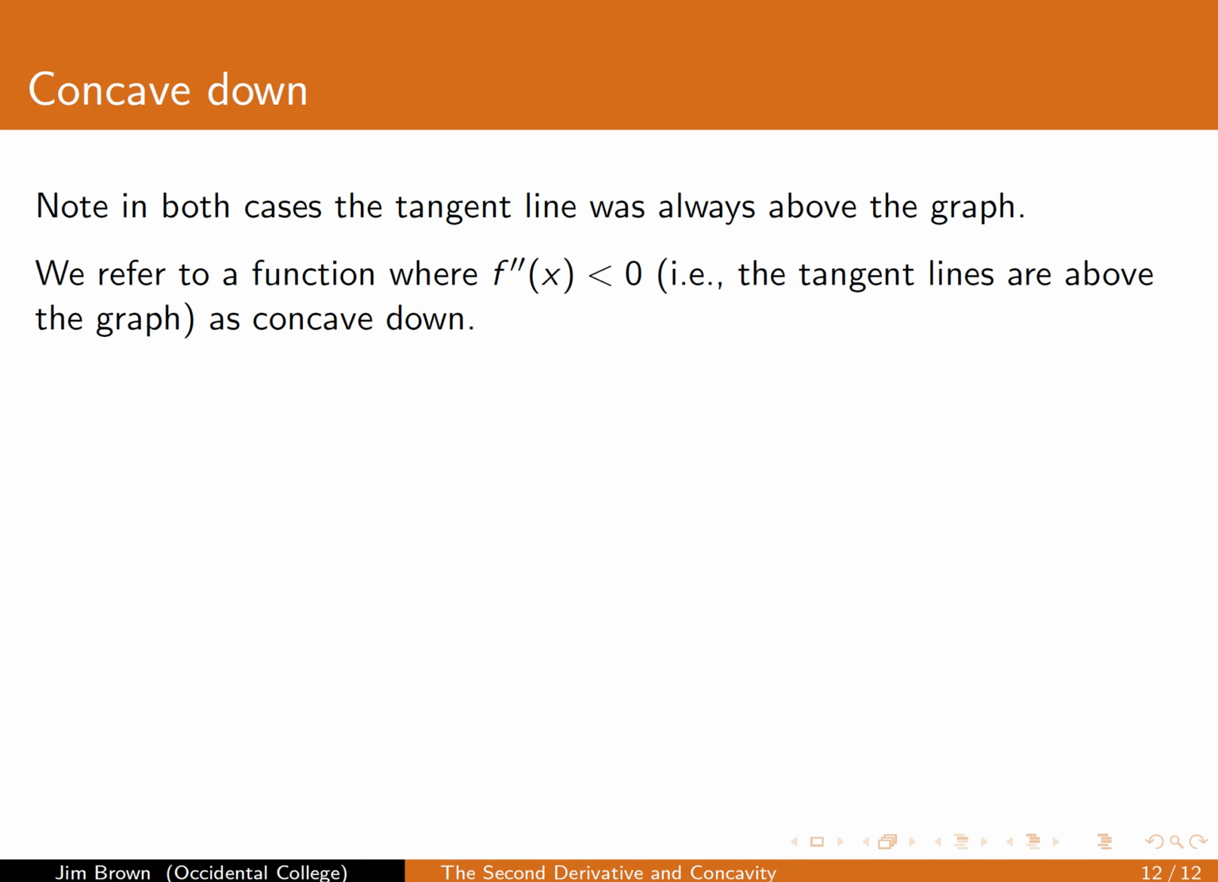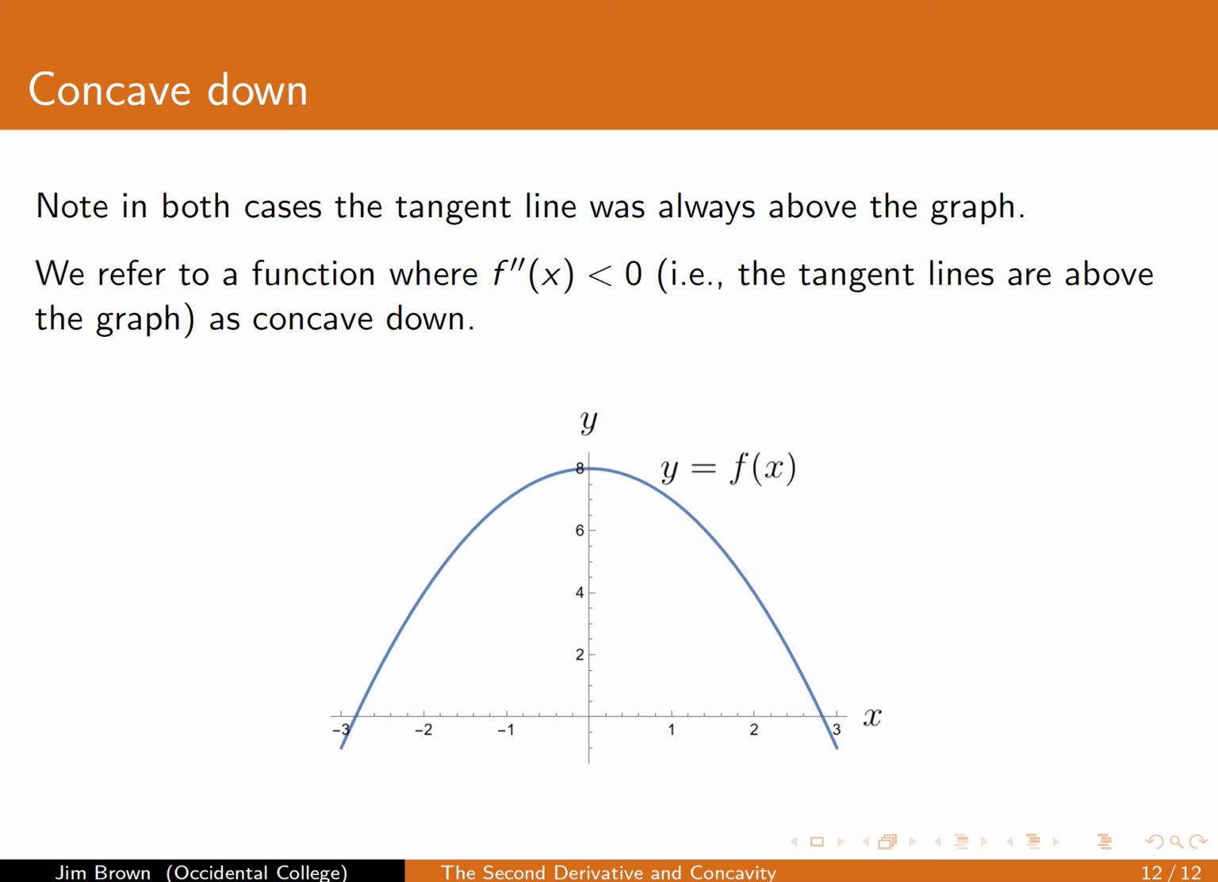So we refer to a function where the second derivative is negative, which is the same as saying the tangent lines are above the graph, as concave down. And here's a picture of a typical concave down function.